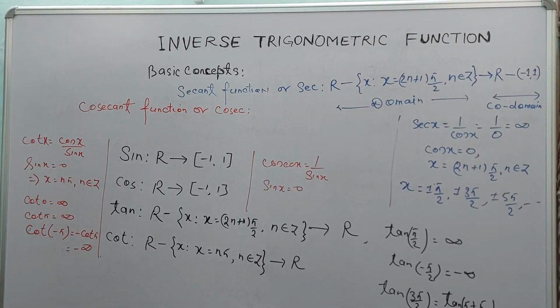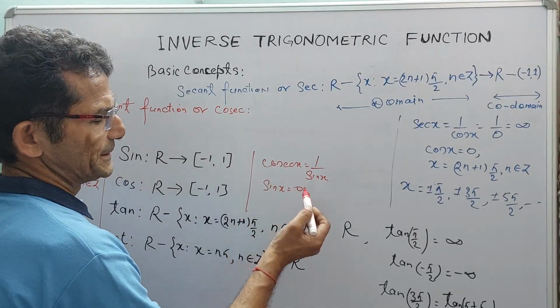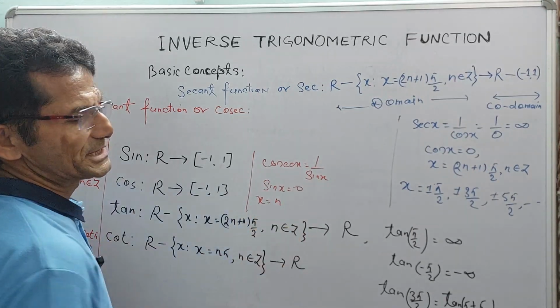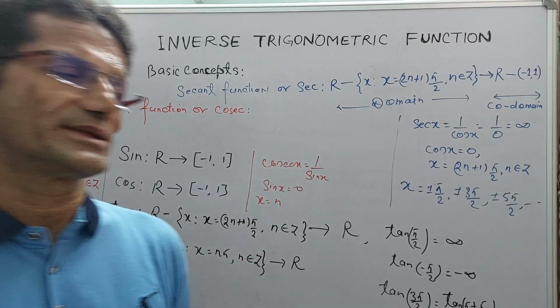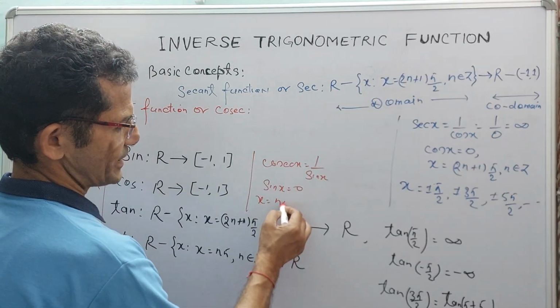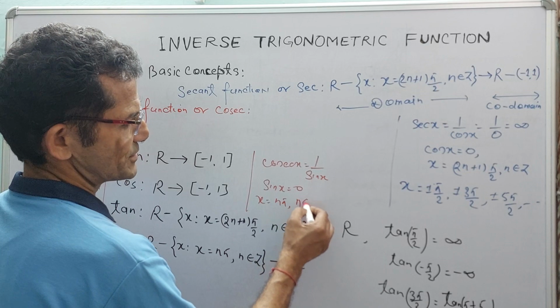Sin x is zero for the angles 0, plus minus pi, plus minus 2 pi, plus minus 3 pi, and so on. So in generalized format it will be x is equal to n pi, where n belongs to the set of integers.